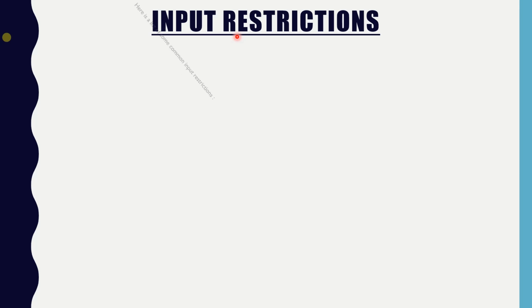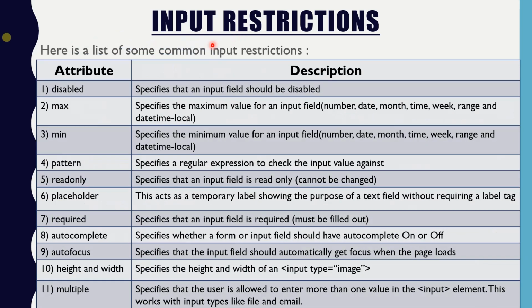So we will see here some common input restrictions. This is the list of common input restrictions. All these are attributes, and this is the description of each. Let us start one by one. First one is disabled. It specifies that an input field should be disabled. If we want that the user should not enter any data in this field and can just see that data, we make that field disabled. In a disabled field, users can only see it, but they cannot change the data in it.